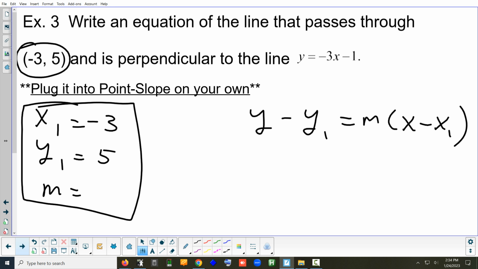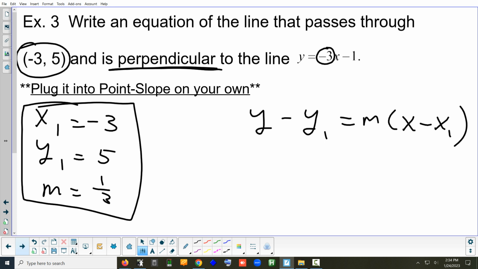And anyone think they can tell me what M is? I'll give you a hint. If we were doing parallel, M would be negative 3. But I want perpendicular, so I need to do 2 things to that number. Yeah? 1/3. Perfect. Make it the opposite, which is 3, and then flip it. Make it 1/3. The reason you have to do that is because of this word right here. If it says perpendicular, take the opposite and flip it, and that's your M.